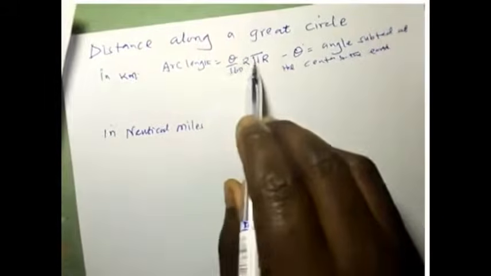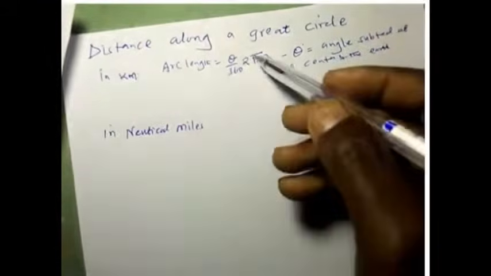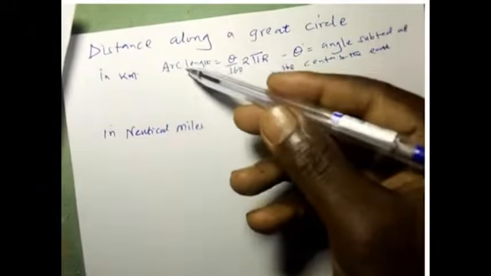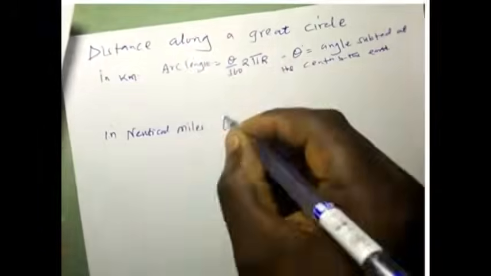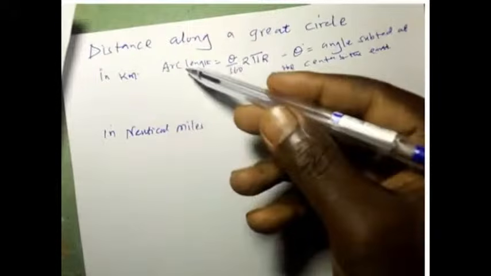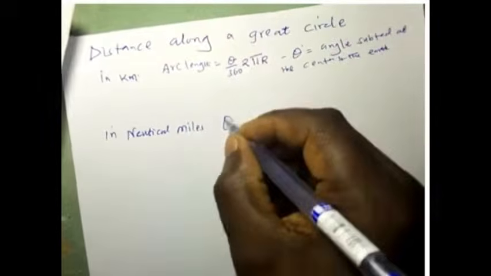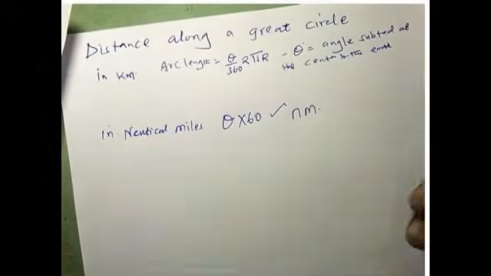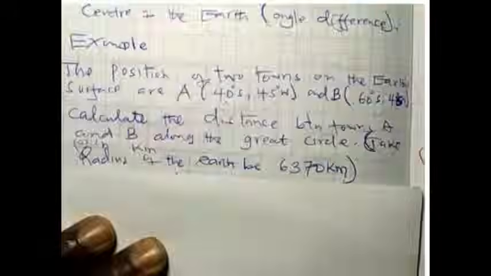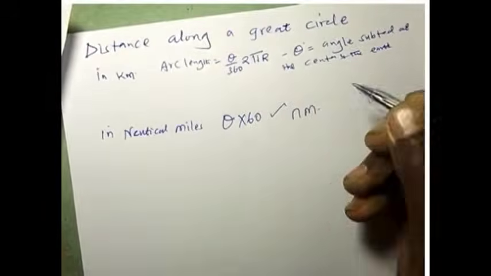This is how you calculate the distance along the great circle in kilometers. In nautical miles, you just take the angle times 60 miles.